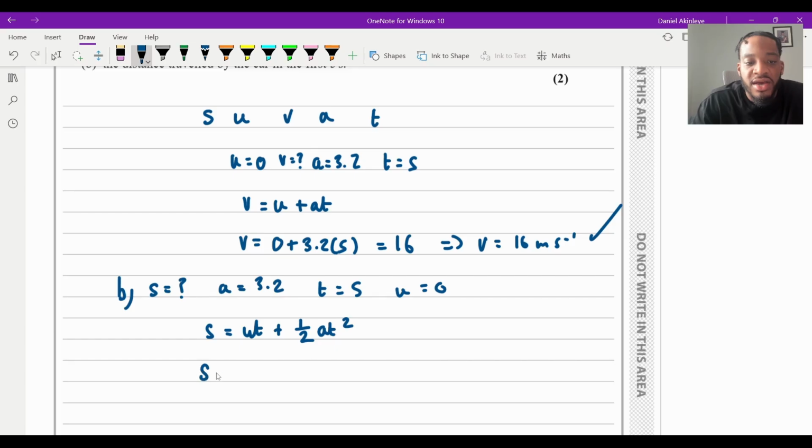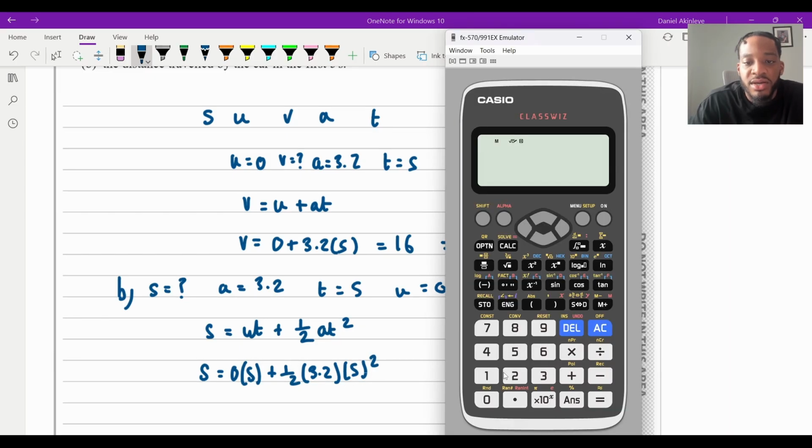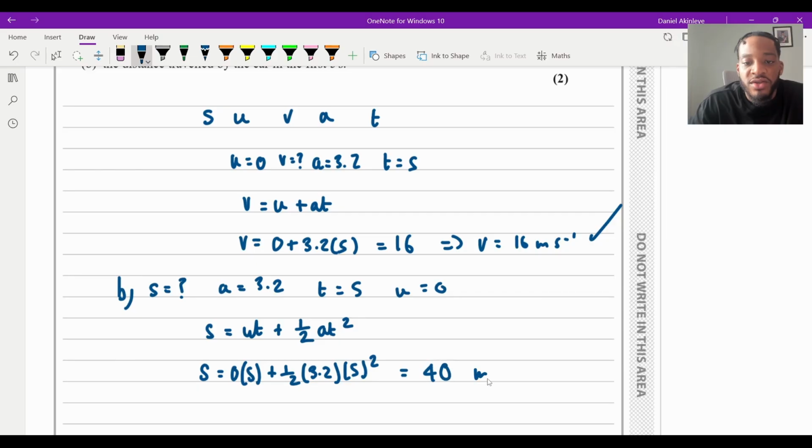So now I'm just going to plug in everything here. So S is equal to 0 times 5 plus a half, and then A is 3.2, and then T is 5, so 5 squared here. And then I'm just going to plug this into my calculator. So it's going to be 0 times 5 plus a half, and then 3.2, and then 5 squared. And this is equal to 40. So therefore, the distance traveled in the first 5 seconds is just 40 meters. And that's question 1, finished.